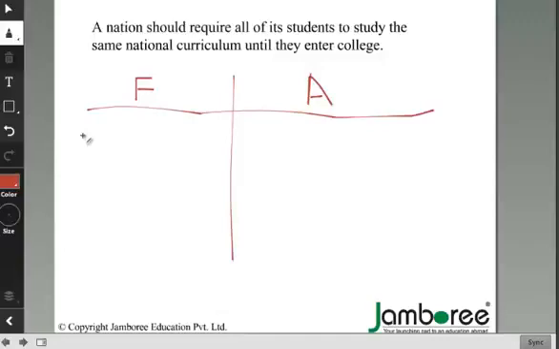Let's do this as an exercise. Just give me points. If it is a for point, then write for. If it is an against point, then write against. Against means you do not agree that a nation should have a mandatory national curriculum. That is what you are saying.